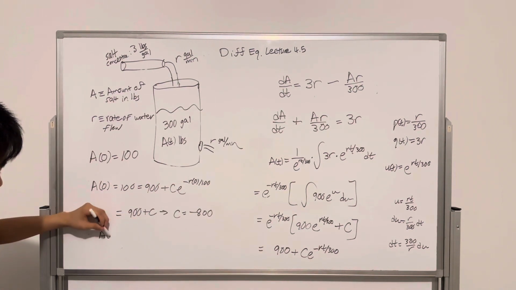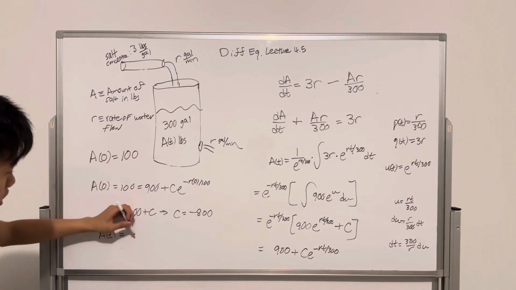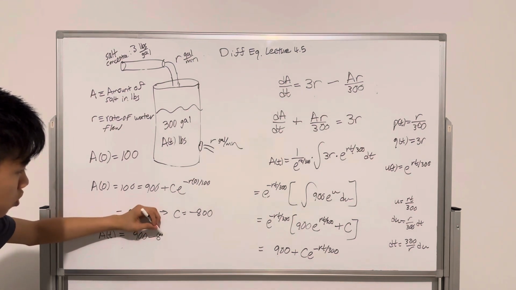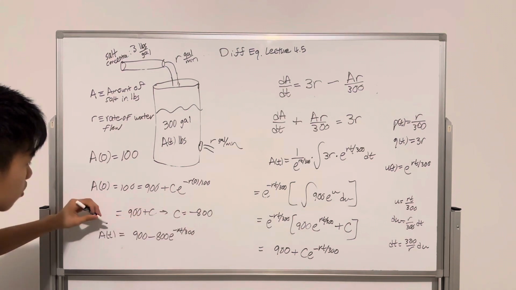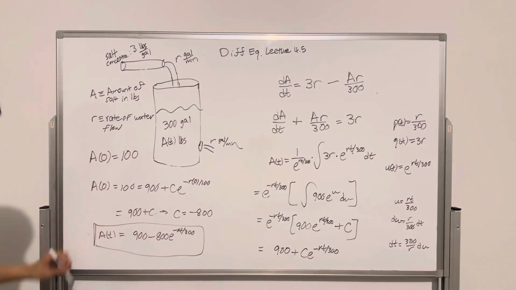Therefore, our A of t would equal 900 minus 800 e to the negative rt over 300. Remember, r was never specified, it's just a constant, so we can just keep it there. There are no initial values for r, just for c.